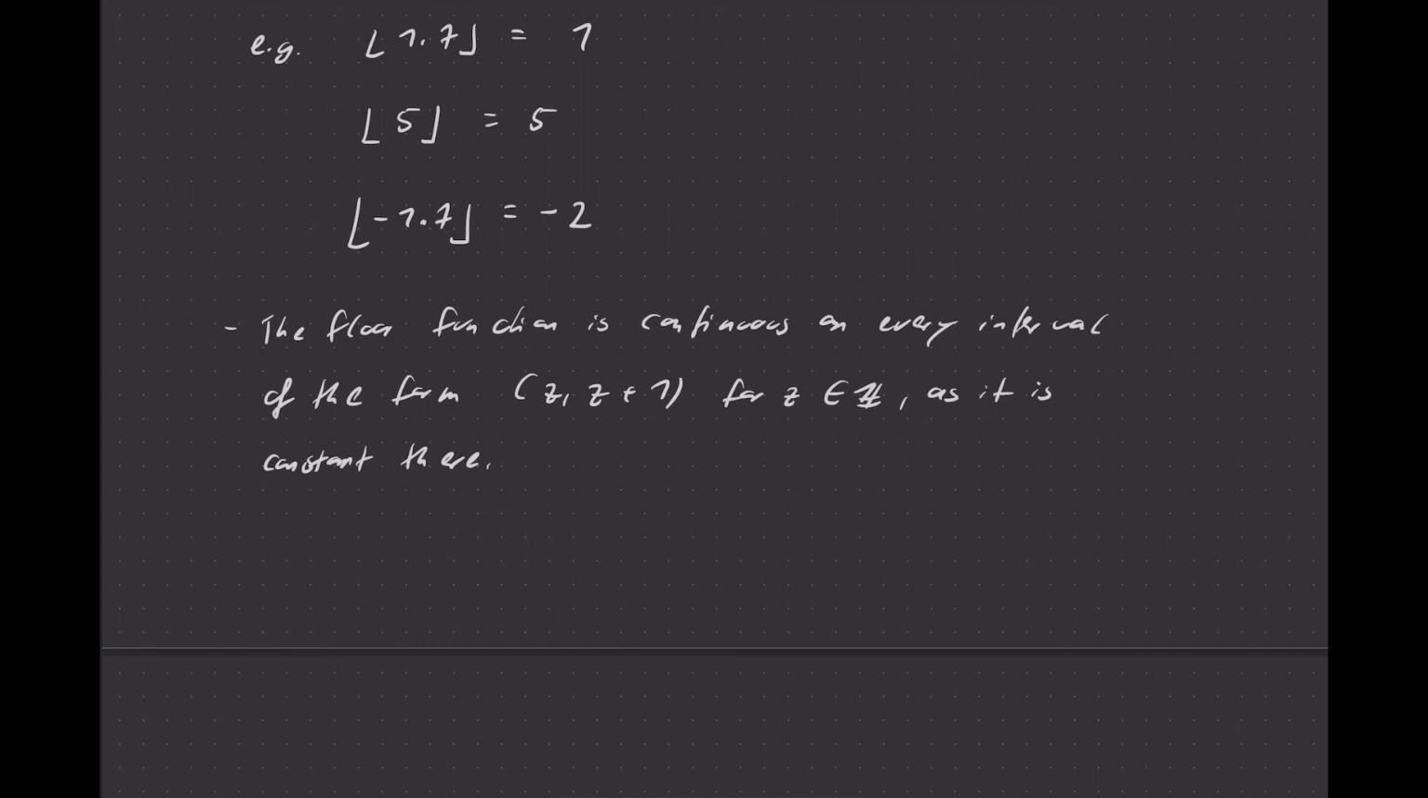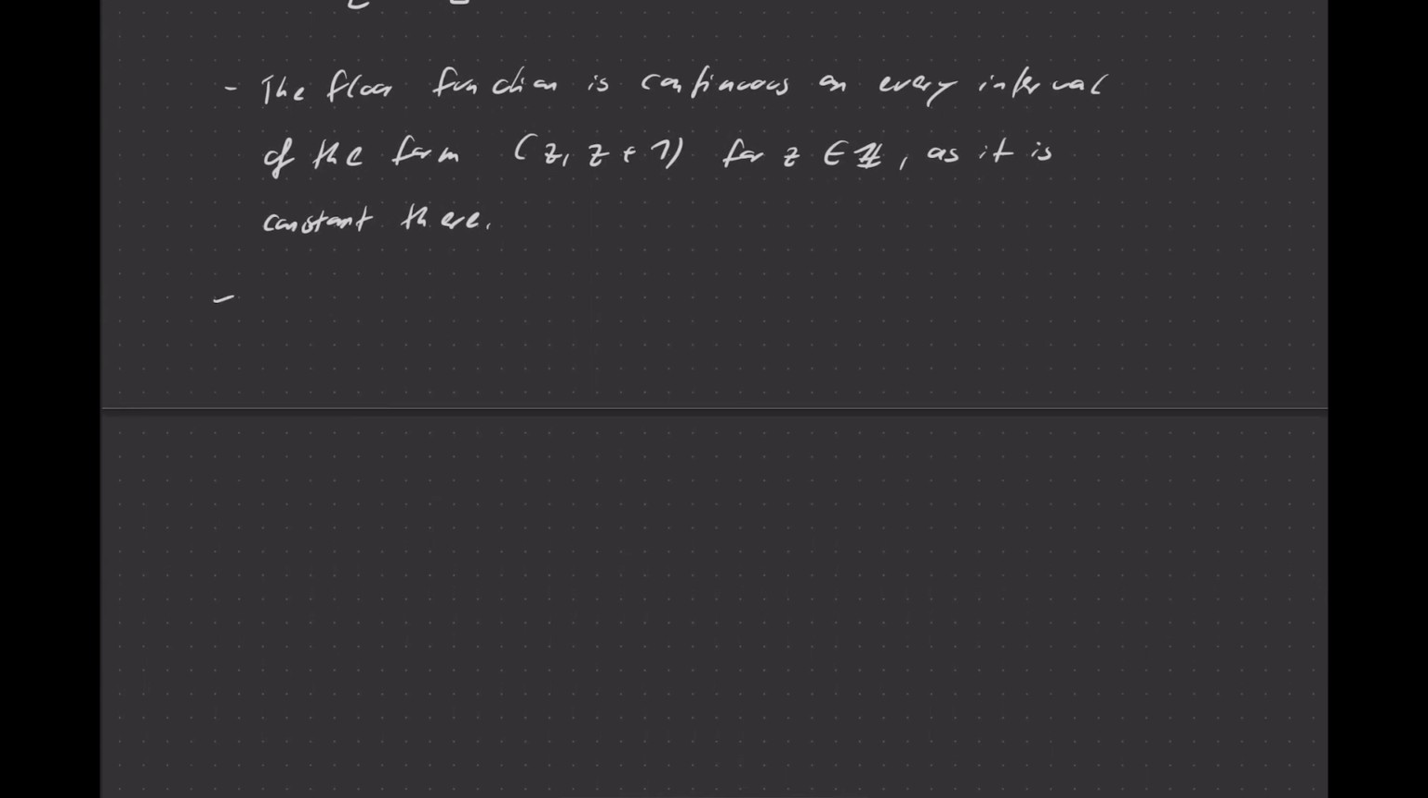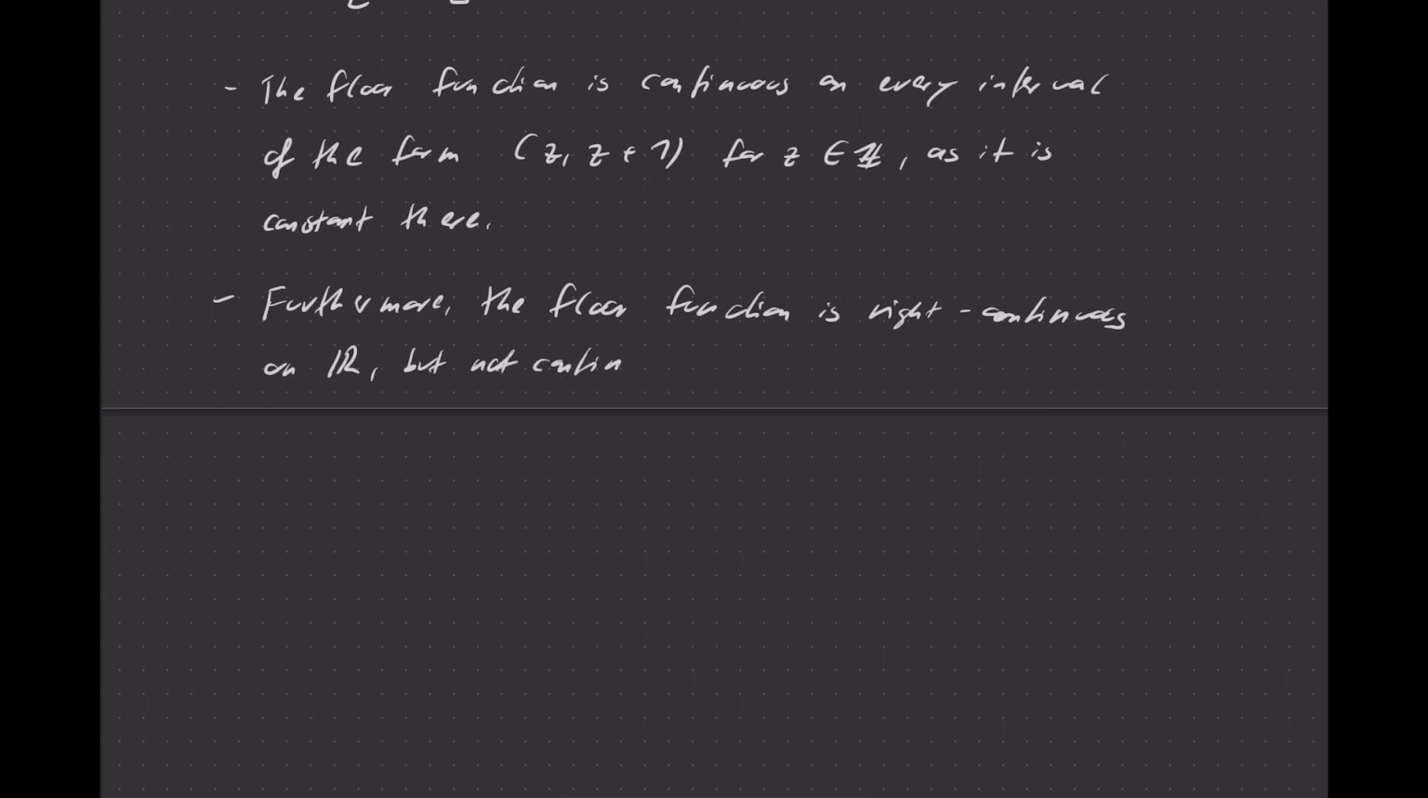Furthermore, if we round down z, it's going to be continuous here. So if we round that down, it's going to be right continuous, but not left continuous. I'll show you the graph in a second to make this a little clearer, but let me write that down first. So furthermore, the floor function is right continuous on all of R, but not continuous for any integer because it jumps at those points. It's not continuous for x star in the integers set.